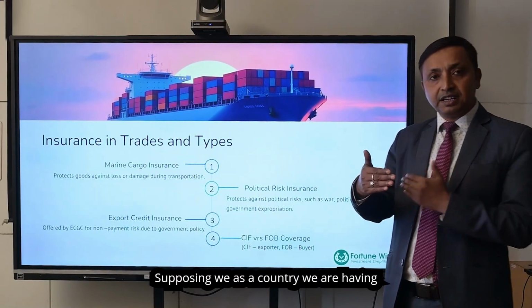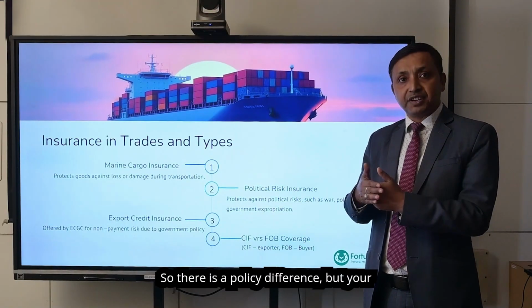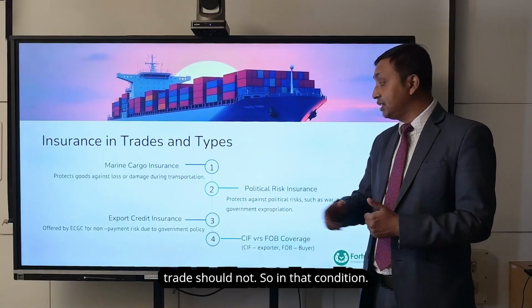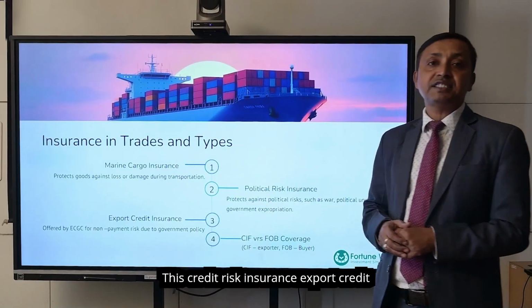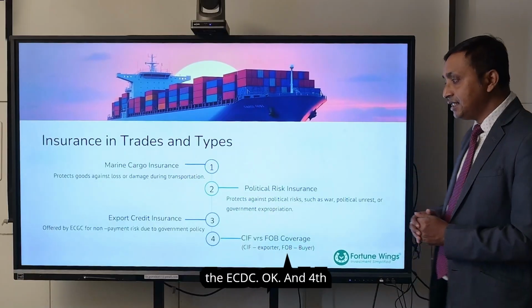Suppose we, as a country, have some policies with different countries. So there is a policy difference, but your trade should not suffer. So in that condition, this credit risk insurance, export credit insurance, is also there, which is done by the ECGC.